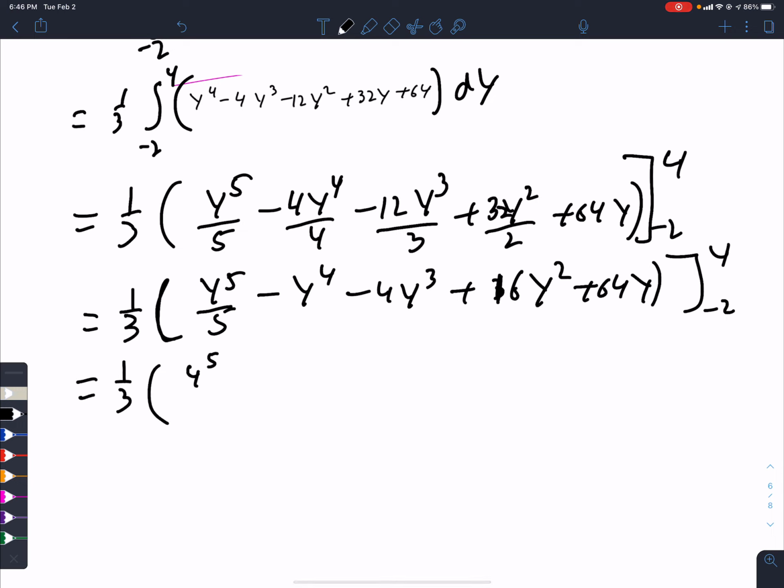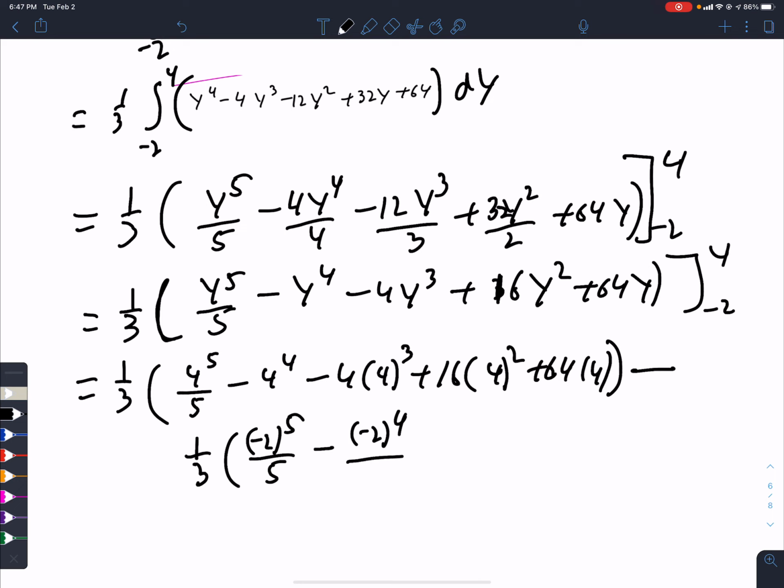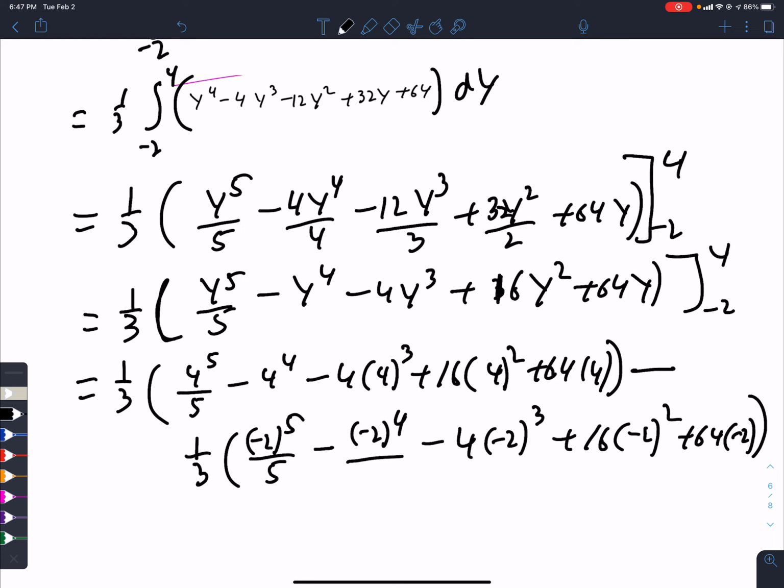Ugly. 4 to the 5th over 5 minus 4 to the 4th minus 4 times 4 cubed plus 16 times 4 squared plus 64 times 4, minus, this is ugly, 1/3, negative 2 to the 5th over 5 minus negative 2 to the 4th minus 4 times negative 2 cubed plus 16 negative 2 squared plus 64 times negative 2. Wow.